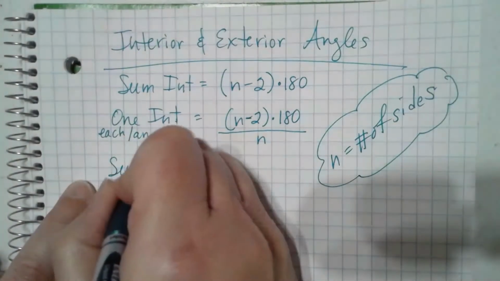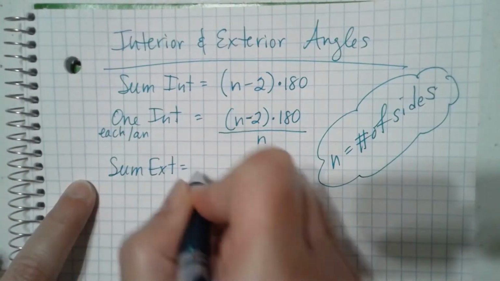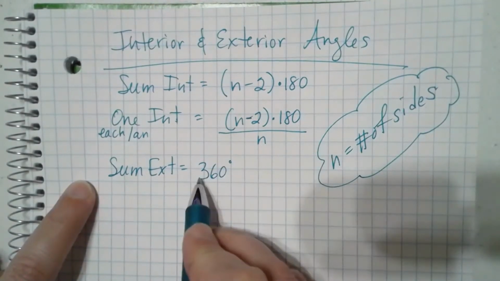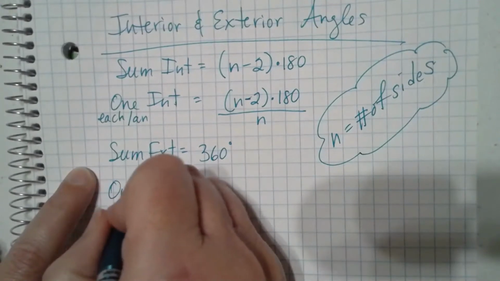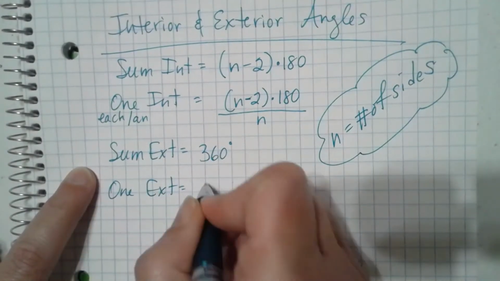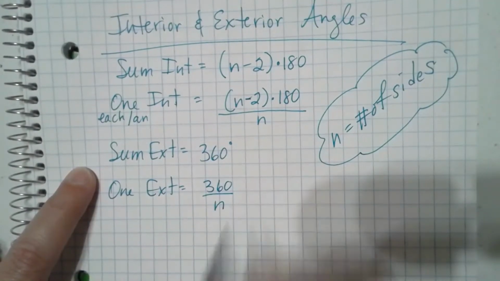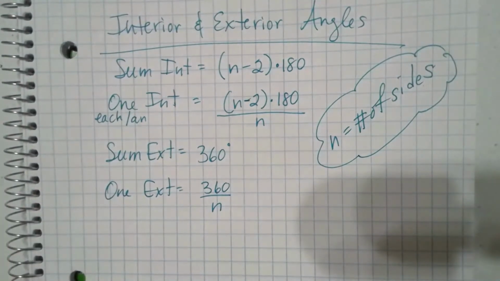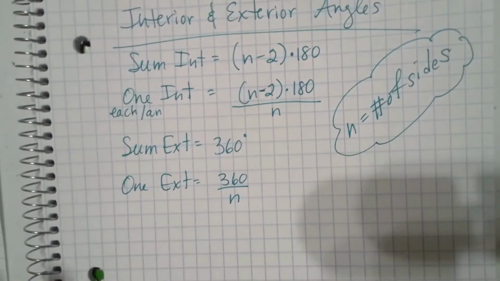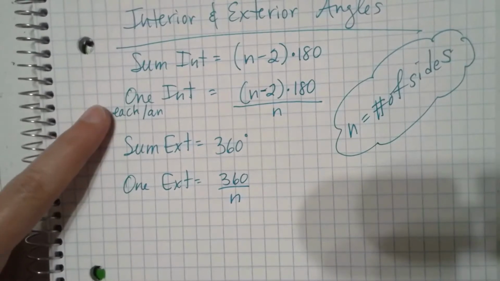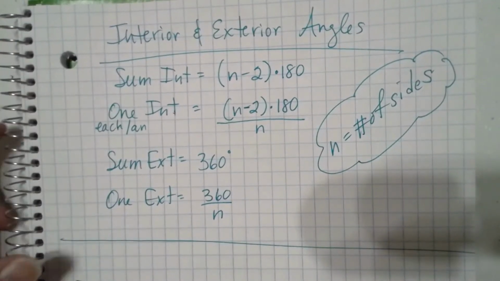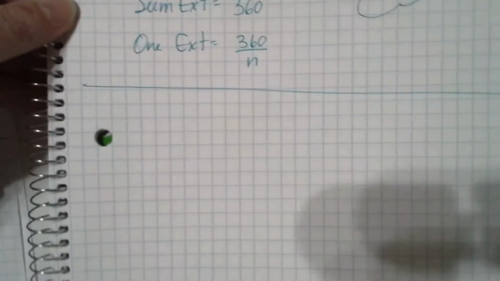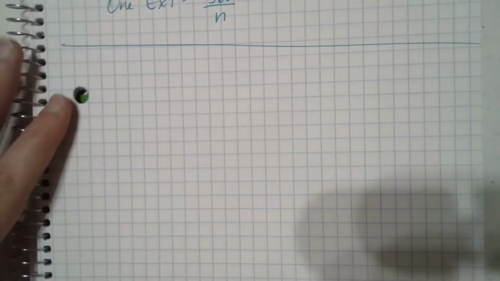Okay, then we have the exterior, so we have the sum of the exterior, which is always 360. Notice it doesn't have a variable, so it does not ever change. And then we have one exterior, which is 360 divided by n. And again, one, each, and any of those things, they're all the same. Okay, so those are our formulas. Now we're going to do some examples to go through that. Pause, rewind if I move too quick, okay?